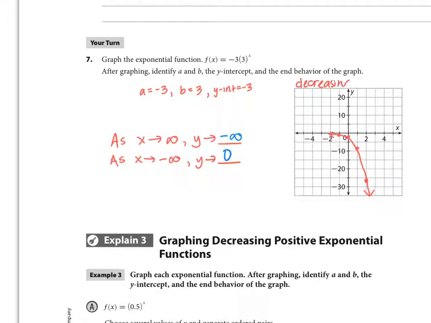I want you to think about why before I say it. Decreasing negative. And I didn't mention it on the last graph, but we would call the previous one increasing positive, right? Increasing positive means that as you're going to the right, it's increasing, and it's positive because all of your outputs are positive. Decreasing, in this case, as I'm going from left to the right, it's decreasing, it's going down. And it's negative because all of our outputs in here are going to be negative.